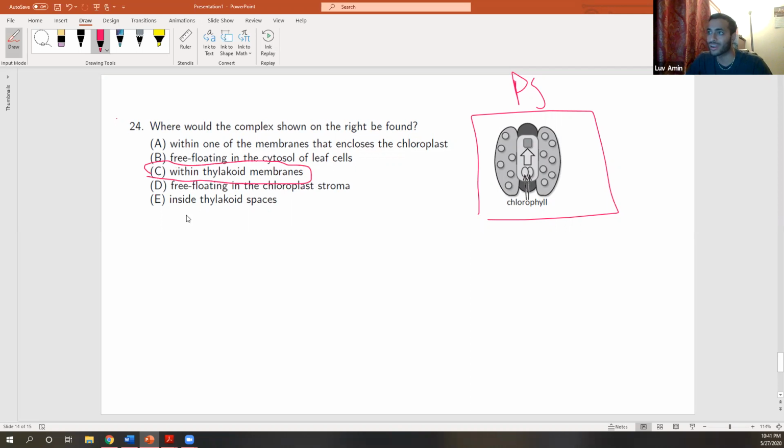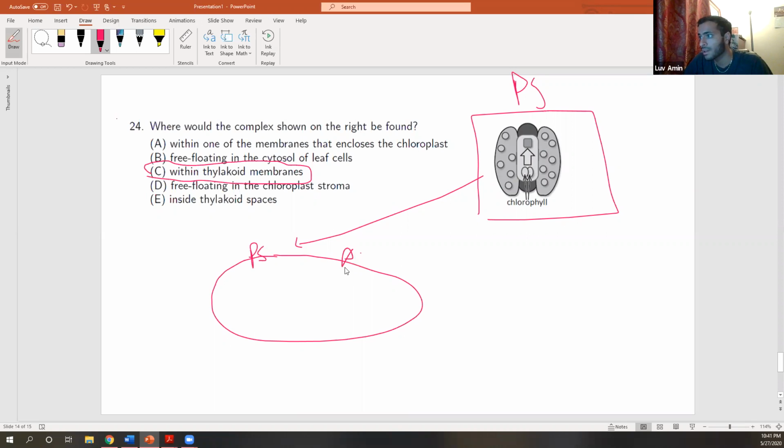This question just requires knowledge of the diagram of where the light-dependent reactions of photosynthesis occur. So say this is the thylakoid. These photosystems are embedded in the thylakoid membrane, and they allow the electron transport chain to come because they allow the excitation of electrons when light is absorbed. So our answer is C in this case.